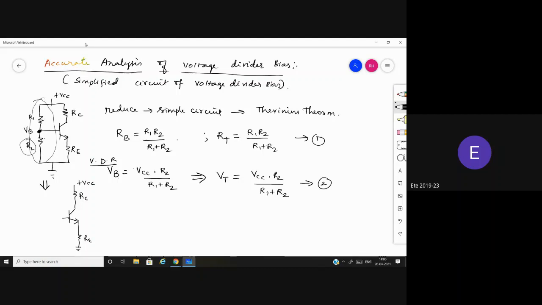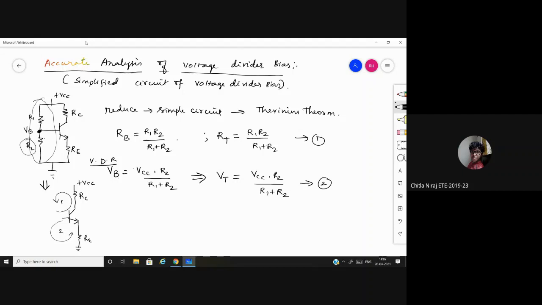Now, can you tell me, should I write the input circuit considering this loop, or do I need to consider this loop? Let us take this as loop 1, this is loop 2. Listen to my question clearly. Should I write the circuit here or should I write the circuit here?